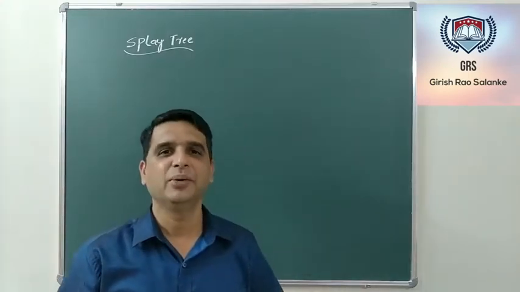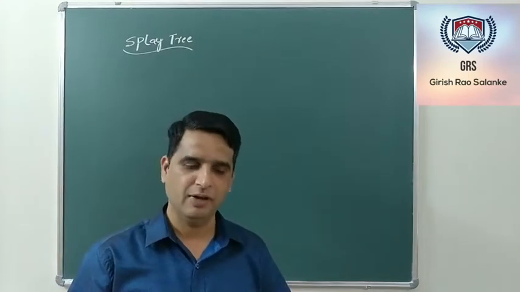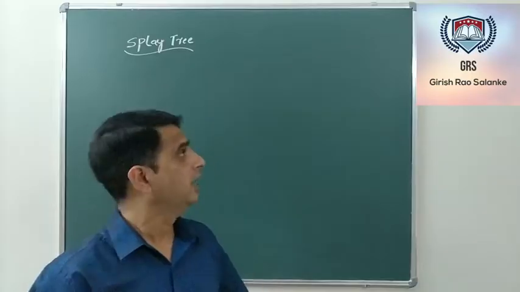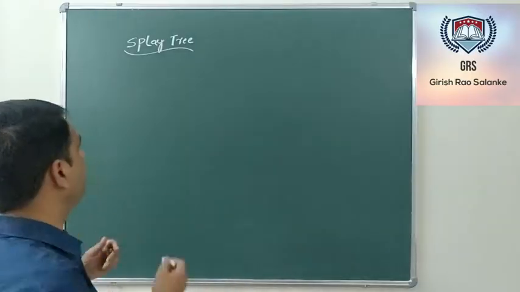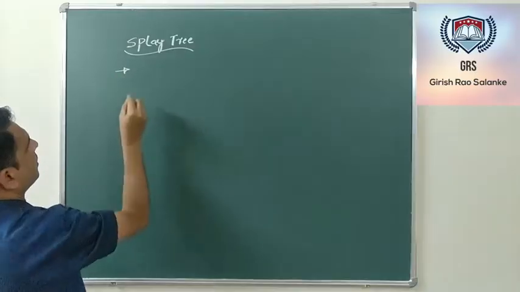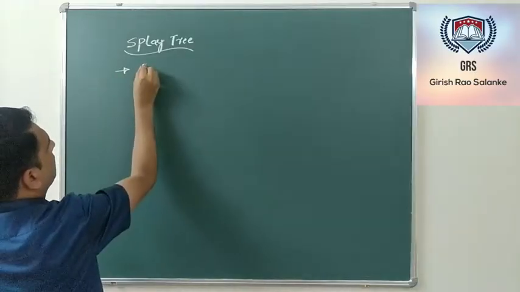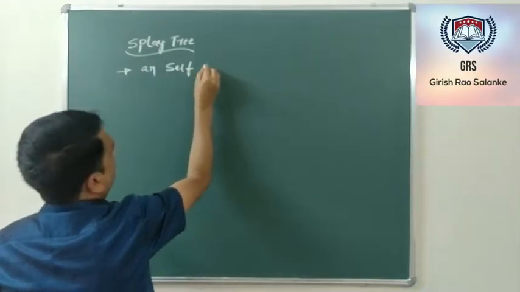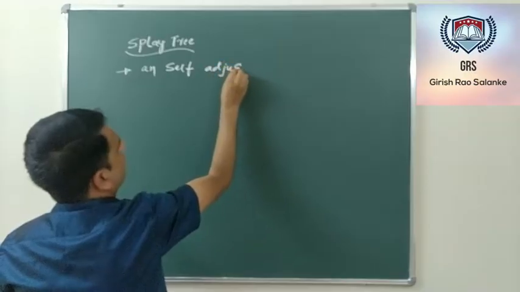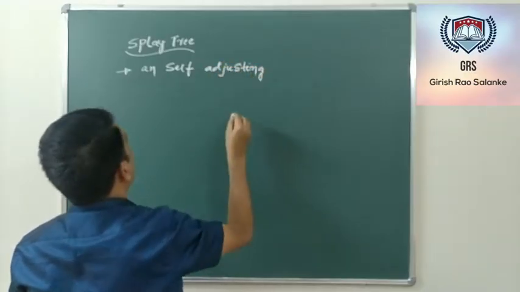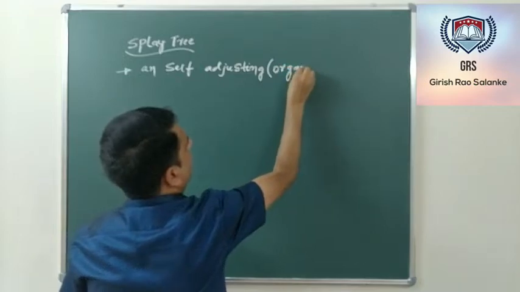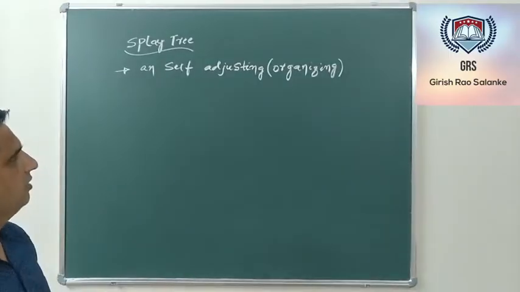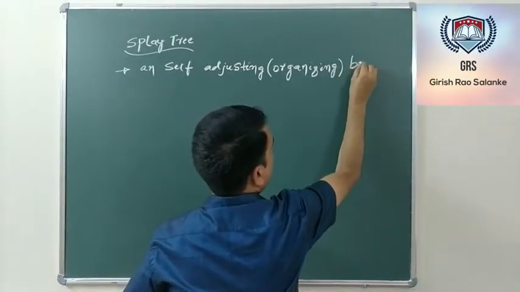Hello everyone. In today's video, we are going to discuss one more advanced data structure, an advanced tree by the name splay tree. To start off, let me define the splay tree first. A splay tree can be defined as a self-organizing or a self-adjusting binary search tree.